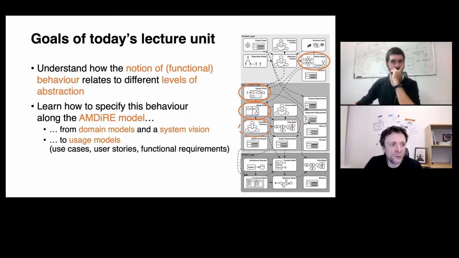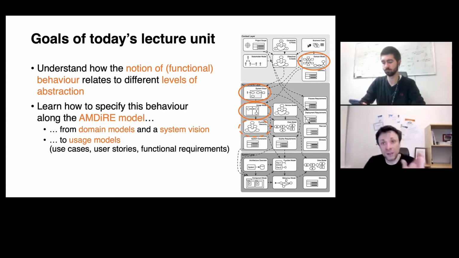We will be focusing on two related topics. One of them being, we want to understand how the general notion of functional behavior relates to different levels of abstraction, the ones we capture in AMDIRE. And we want to address three relevant content items to specify this functional behavior, namely being the domain model that captures the operational context of a software system, the system vision that captures a joint unified vision about what is inside in our system and what is outside of our system, capturing the boundaries of a software system and the major use cases I want to support with my software system.